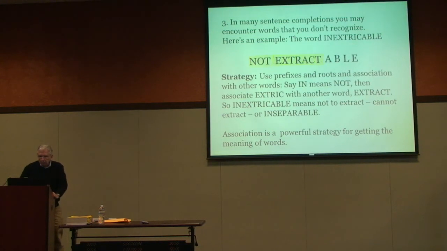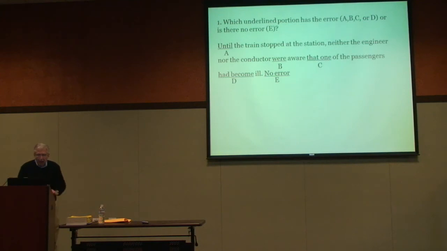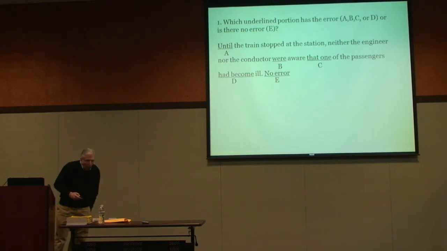Let's look at a writing example. Here's a typical example on the SAT. Which underlined portion has the error A, B, C, D, or is there no error E? Until the train stopped at the station, neither the engineer nor the conductor were aware that one of the passengers had become ill. So you think to yourself, well, is this the same as until the train stopped at the station, the engineer and the conductor were aware? No, it's nor. There's a nor there.